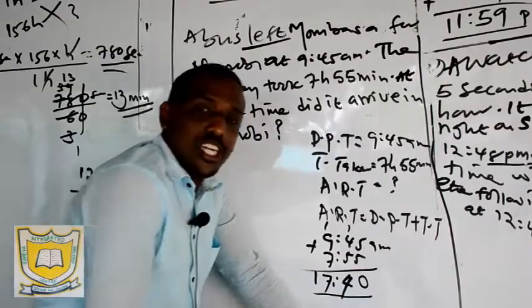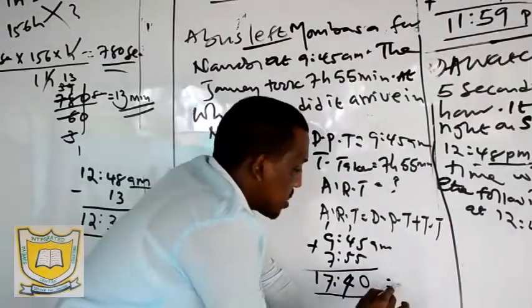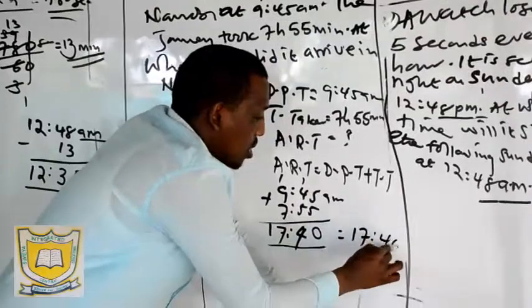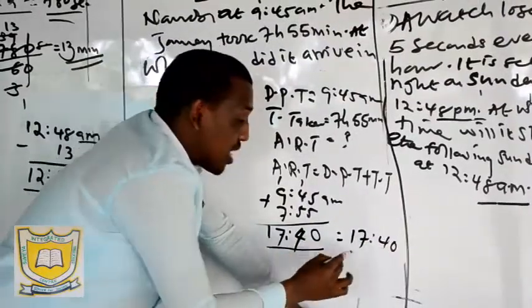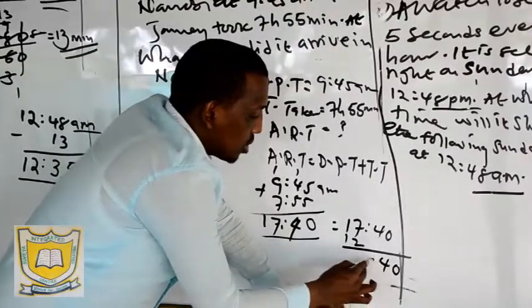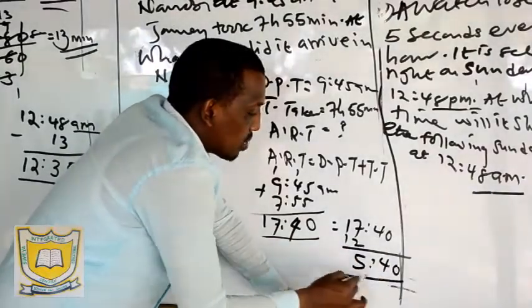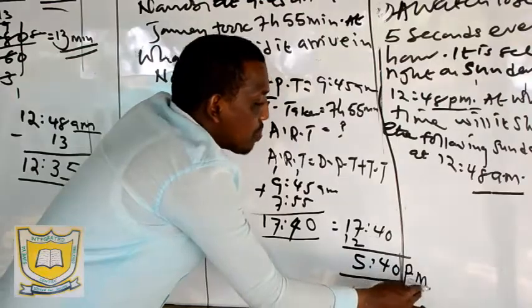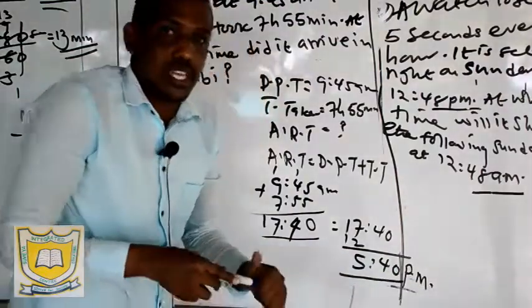17:40. Now we change this one into PM. 17:40 is in the 24 o'clock system. Minus 12 hours. We subtract now. It will become 40. Here will become 5. So it will become 5:40 p.m. That is how we solve.